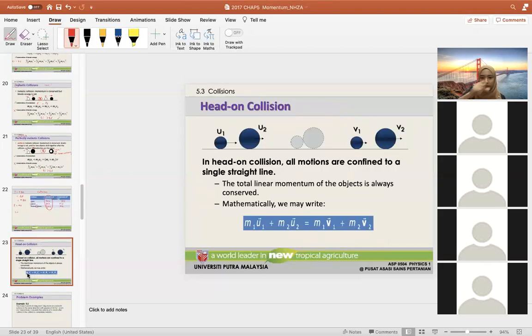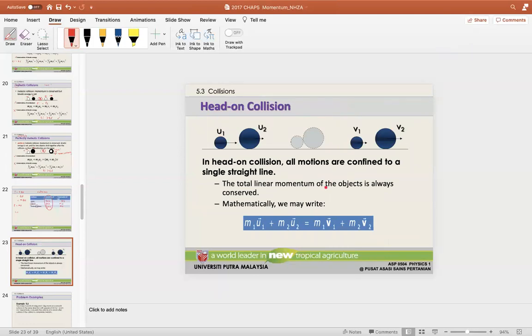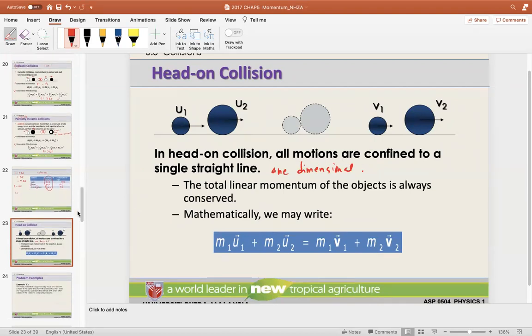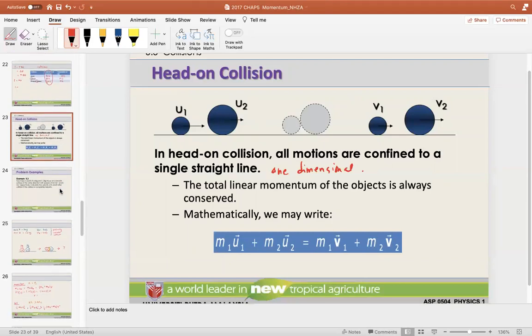Okay, so head-on collision. In a head-on collision, all motions are confined to a single straight line. The total linear momentum of the object is always conserved. Mathematically, we may write this. We know this already. So a head-on collision means it is one-dimensional. If we are talking about one dimension now, which means that we have 2D later, which means that we are dealing with vectors.